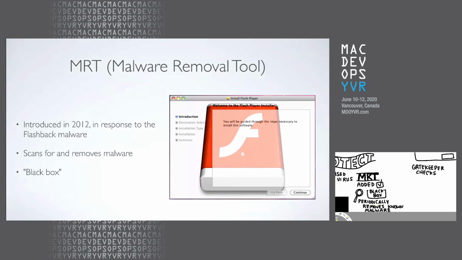We don't really know exactly what it's looking for. We have some ideas by looking at strings inside the MRT application itself, but that analysis is tricky, and it's not always clear exactly what's going on.